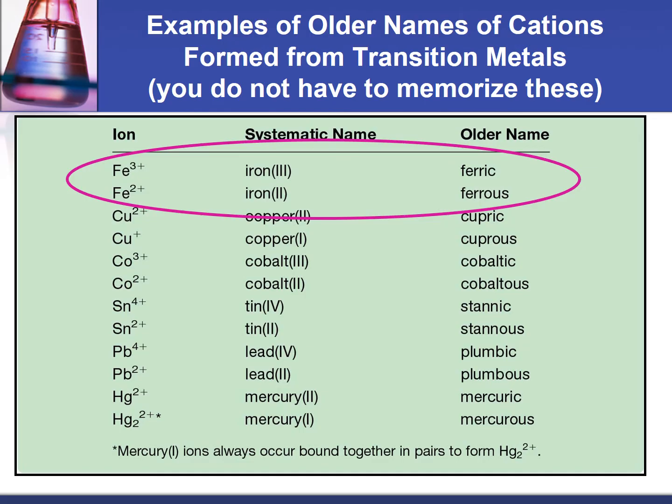Now, I don't want you to memorize these names. I just want you to recognize that if you run into names like ferric, ferrous, cuprous, cupric, then you need to go and look that name up. It has something to do with giving the charge of the ion. The IC version of the name is the higher charge. The OUS is the lower charge.